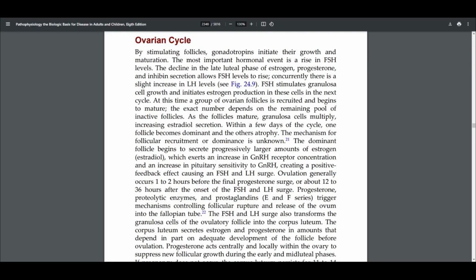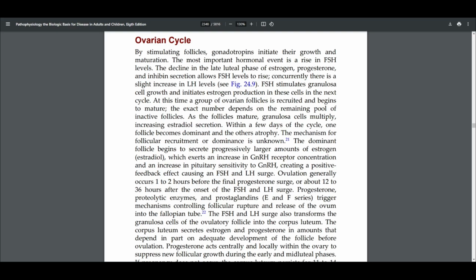Within a few days of the cycle, one follicle becomes dominant and the others atrophy. The mechanism for follicular recruitment or dominance is unknown. The dominant follicle begins to secrete progressively larger amounts of estrogen, which exerts an increase in GnRH receptor concentration and an increase in pituitary sensitivity to GnRH, creating a positive feedback effect causing an FSH and LH surge.